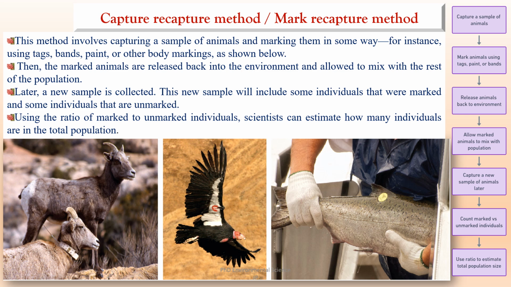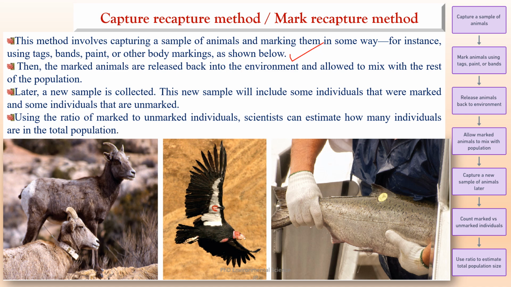Capture-recapture method, also known as mark-recapture method. It is a widely used technique in ecology for estimating the size of animal populations. It is particularly useful for studying species that are difficult to count directly, allowing researchers to obtain reliable population estimates. In this case, the first step is that a sample of animals from the population is captured.